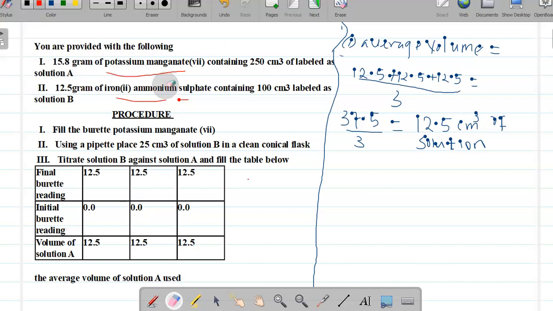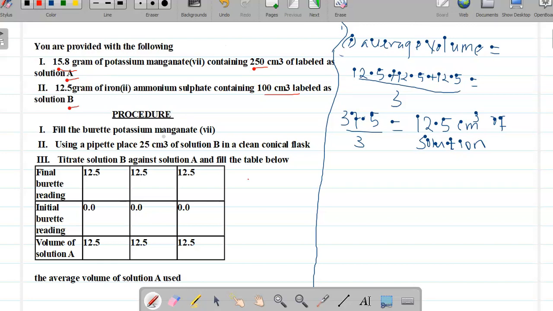Here we have this question. You are provided with the following: 15.8 gram of potassium manganate(VII) containing 250 centimeter cubed of solution, labeled as solution A. 12.5 gram of ammonium iron(II) sulfate contains 100 centimeter cubed of solution, labeled as solution B. So we have a procedure here.